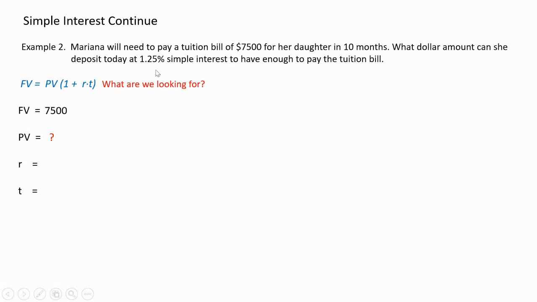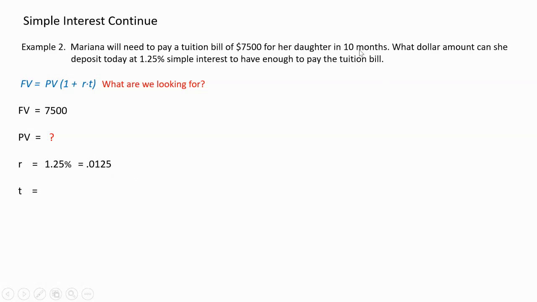The interest rate will be 1.25%, but we have to put it as a decimal. So we divide it by 100, or move the decimal place 2 places to the left, and we drop the percent symbol. So it's going to be 0.0125.